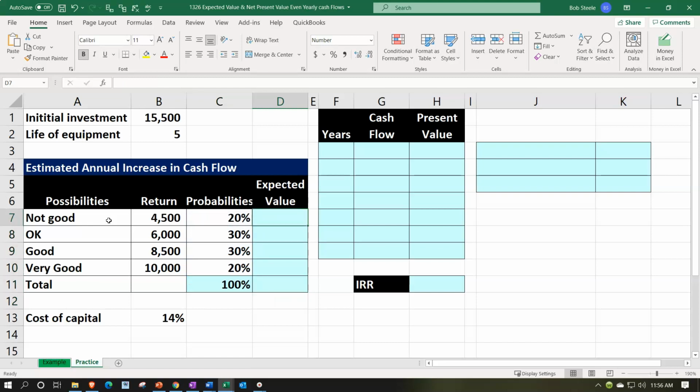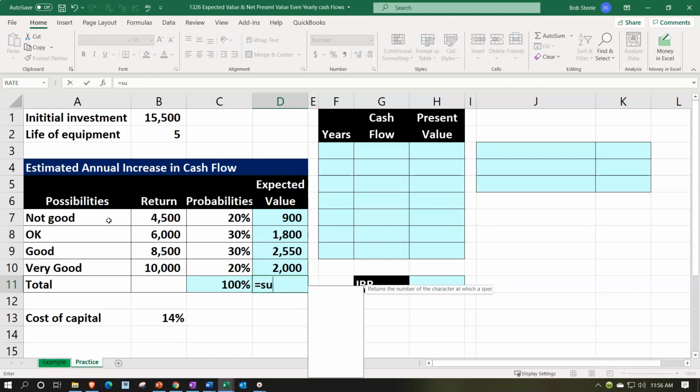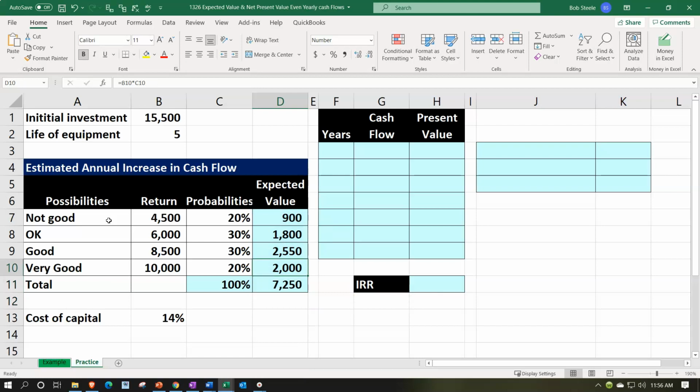Then we can calculate our expected value, which would be the 4,500 times the 20%, the 6,000 times the 30%, the 8,500 times the 30%, the 10,000 times the 20%, summing that up with the equals SUM, Shift 9, and sum it on up. Font group and then underline. So there's going to be what we assume to be our cash flow. So now we're assuming that to be our yearly cash flow for the life of this equipment of the 5 years.